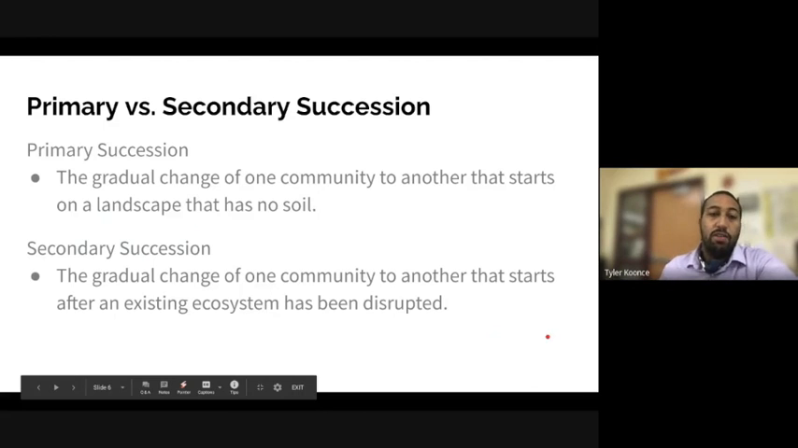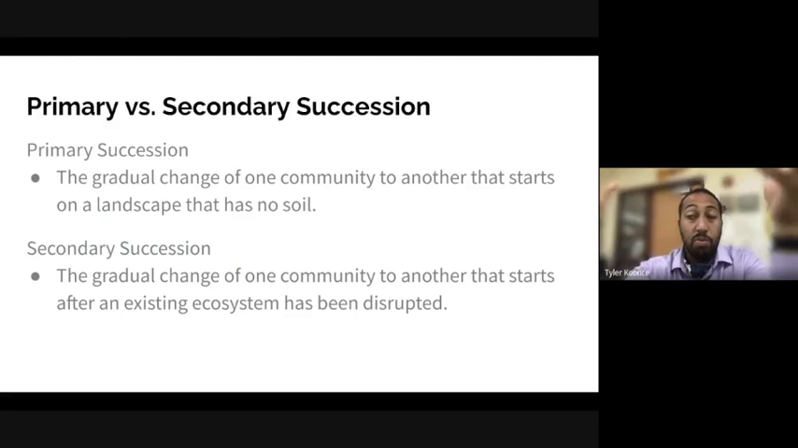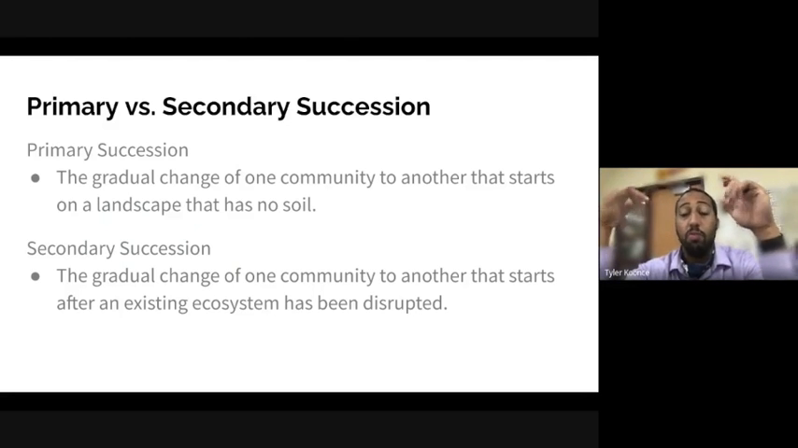So primary versus secondary succession. Primary succession is going to be this gradual change over time in a community that starts with pretty much a barren landscape. So nothing, no soil. If you go back to that picture, it's just the rocks. Not a whole lot of life to be found. So primary succession is starting from pretty much the bottom, from nothing.